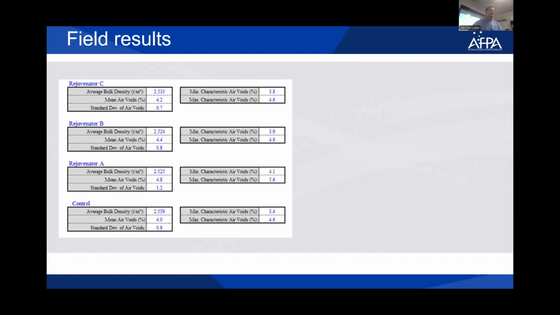So these are just averages of the field results. We took cores from out on site. And as you can see, between the 3 different rejuvenators and the control, air voids on the average were fairly consistent with good standard deviations.